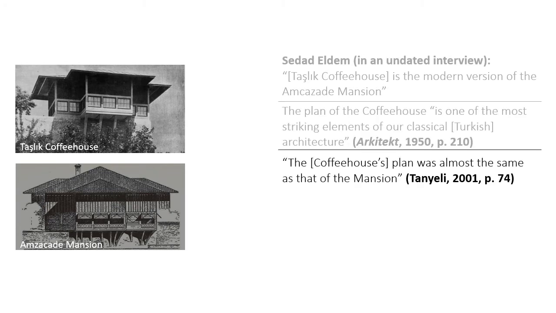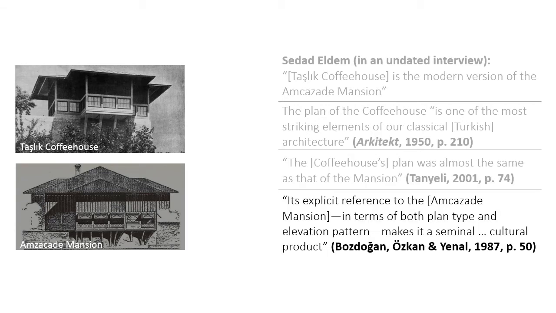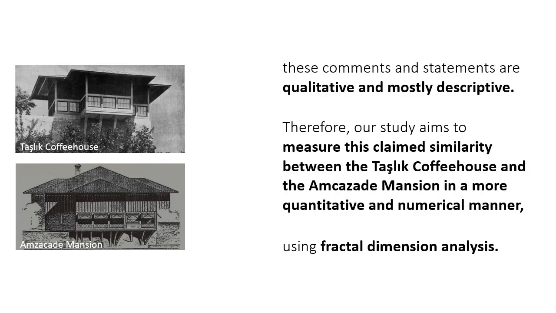More specifically, Uğur Tanyeli also mentioned that the plan of the Taşlık Coffee House is almost identical with the plan of the Amcazade mansion, and Buzdoğan, Özkan, and Yenal conclude that the coffee house was a clear reference to the Amcazade mansion in terms of both the floor plan and the elevation. These comments and statements are qualitative and mostly descriptive. Therefore, our study aims to measure this claimed similarity between the Taşlık Coffeehouse and the Amcazade mansion in a more quantitative and numerical manner using fractal dimension analysis.